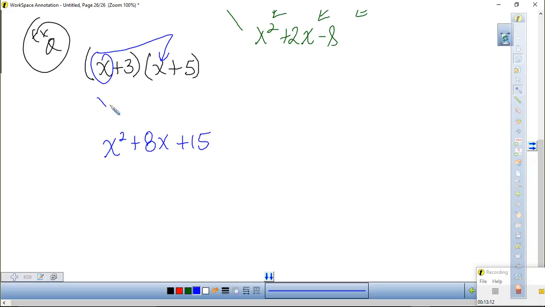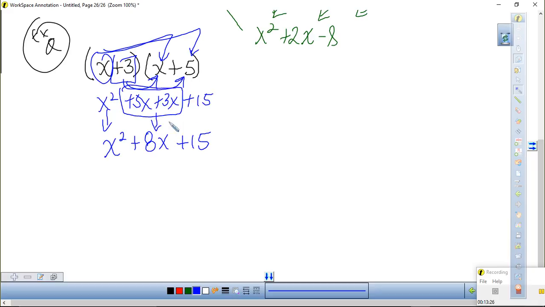X times x, x squared. X times 5, that's 5x. 3 times x, that's 3x. 3 times 5, that's 15. This one goes here. These combine to become 8. And this one goes here. Yes, sir. Okay, since we're adding, we don't do anything to the exponents, right? We're not multiplying anymore. So be careful.